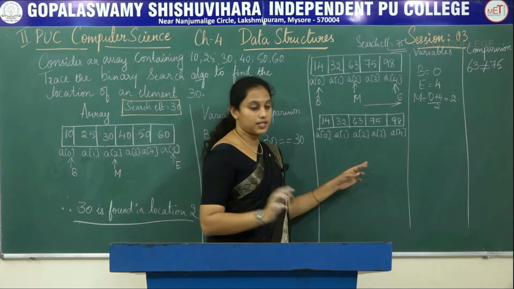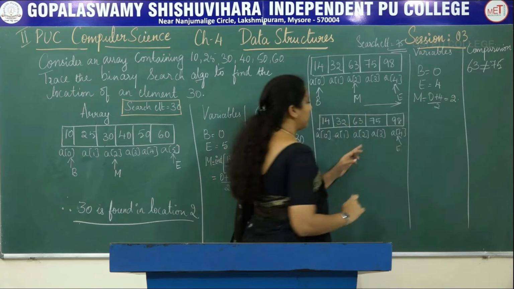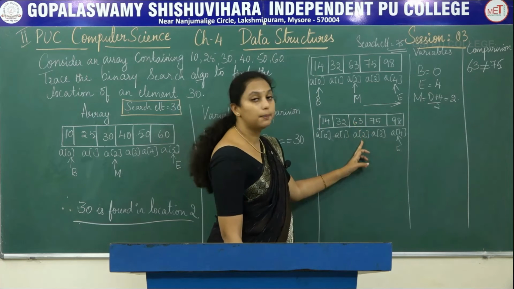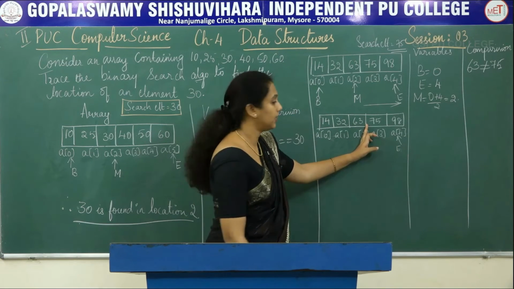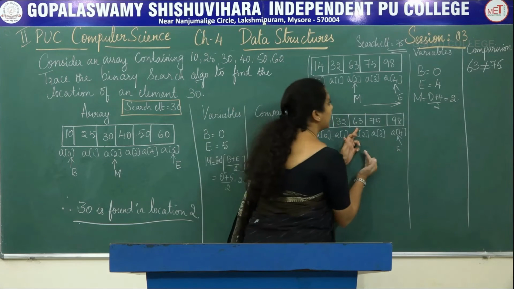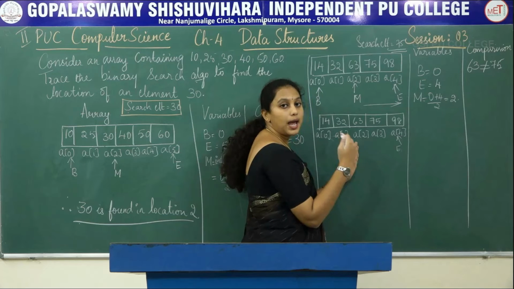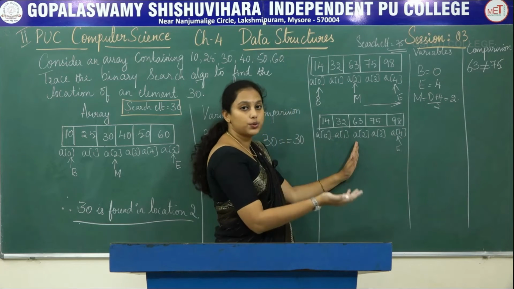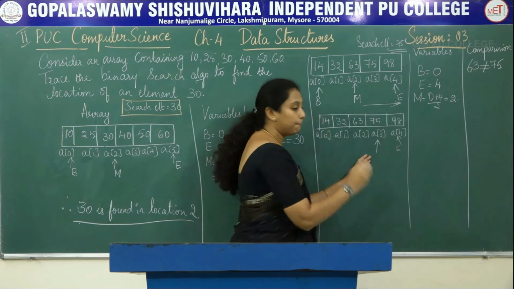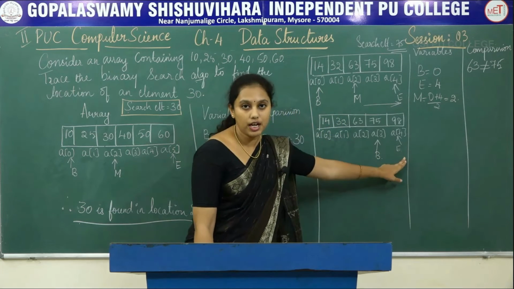End remains the same. So this is our end. As the search element is greater than the middle element value, that is 63, we have to search the element to the right side of the array. So the beginning becomes m plus 1. What is middle plus 1? It is 3. So this position becomes the beginning and this position becomes the end of the array.